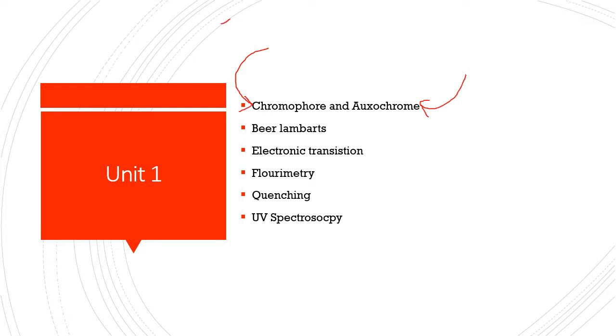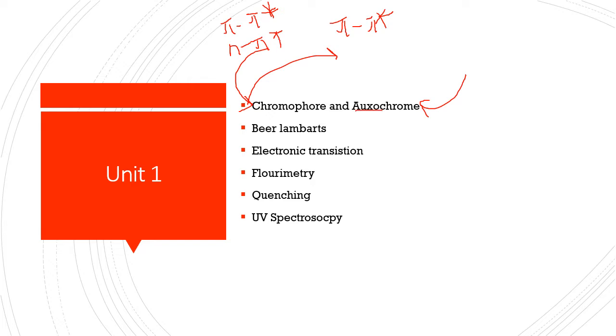So chromophores are of two types. One that are pi to pi star and n to pi star. These are basically electronic transitions. You'll study them in detail. And the other is just pi to pi star. So these are the two types of chromophores. So basically a chromophore is any moiety, an isolated nucleus, that is responsible for imparting color to a particular compound.